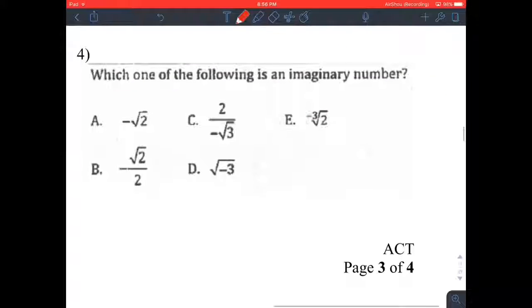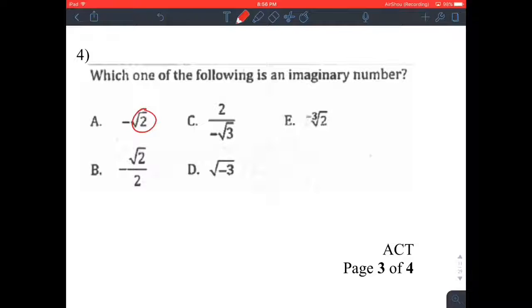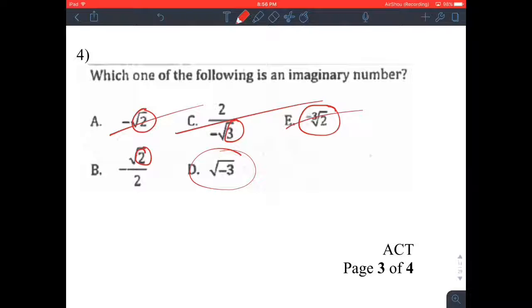Moving on. Which of the following is an imaginary number? This is a positive square root, so it's not imaginary. Positive square root, not imaginary. The negative cube root of 2, not imaginary. Not imaginary. D is imaginary. I shouldn't have circled those, because that implies the correct answer. Let me just mark those through. So 4 is the correct answer because the even root of a negative number is imaginary.